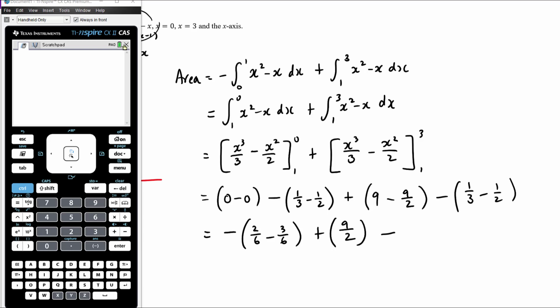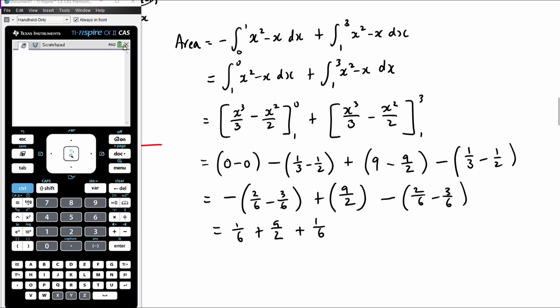Okay, and then we've got minus. Now this one's the same as this one. Okay, so they don't cancel out though because they're both negative. But again, it's minus 2/6 minus 3/6. Okay, so 2/6 minus 3/6 is negative 1/6, and with the minus out the front, it's going to be plus 1/6, plus 9 on 2, and then the final bracket's also plus 1/6, because we're subtracting negative 1/6.